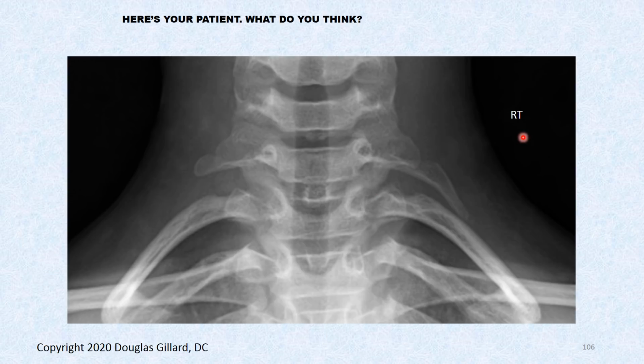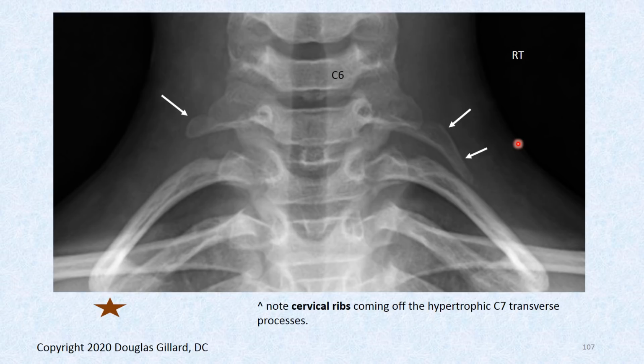Here's our patient. Oh my gosh, that's ridiculous, right? So here's the C7 transverse process right here. And he's got this little bump growing here. That's called a cervical rib. It's even worse on the other side. Right? So those are cervical ribs.